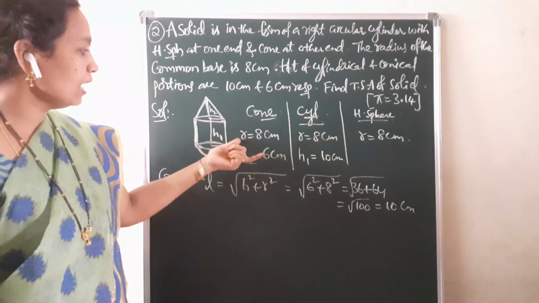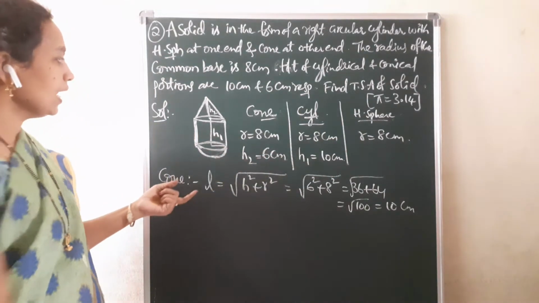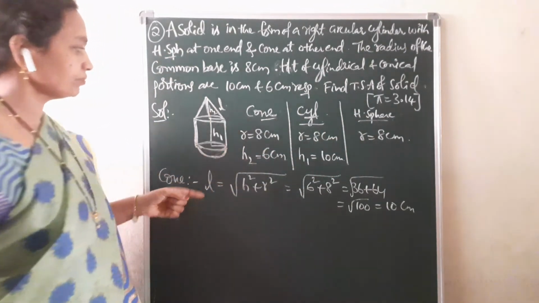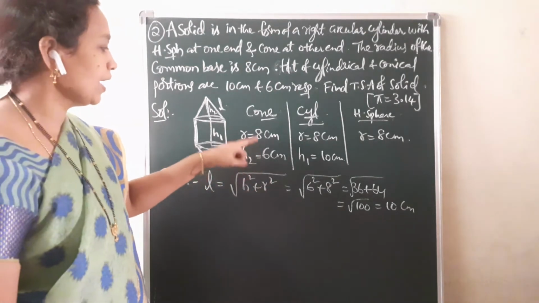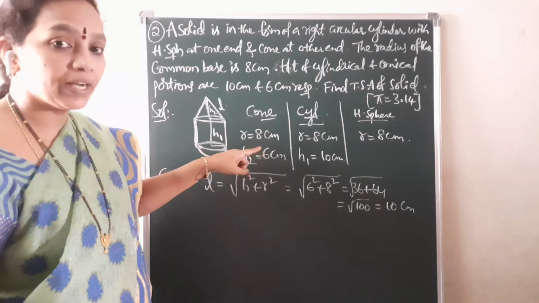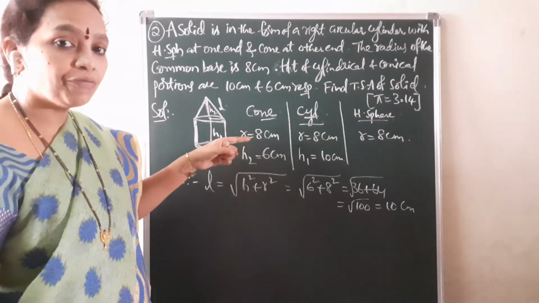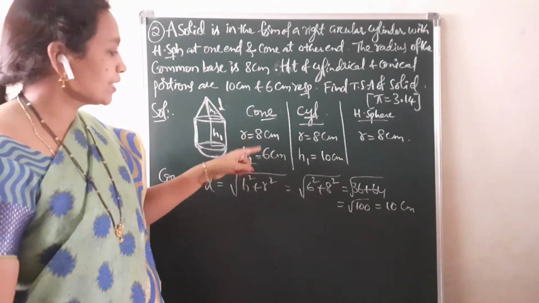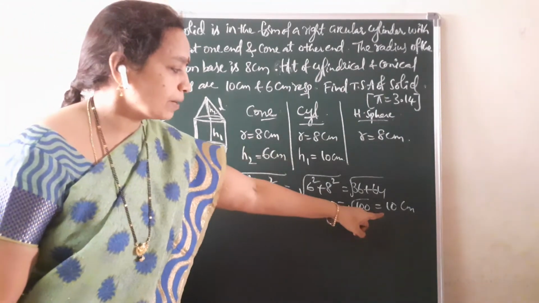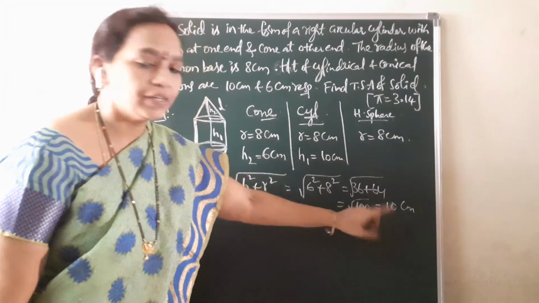So we want L. The cone's L is root of h square plus r square. Here r and h are 8 and 6. These are also Pythagorean triplets. 3, 4, 5 is a Pythagorean triplet, and their multiples are also Pythagorean triplets. So 6, 8, 10 are Pythagorean triplets. So L is equal to 10 centimeters.